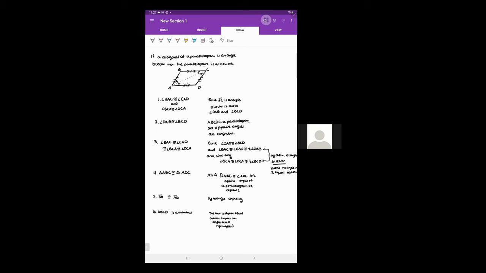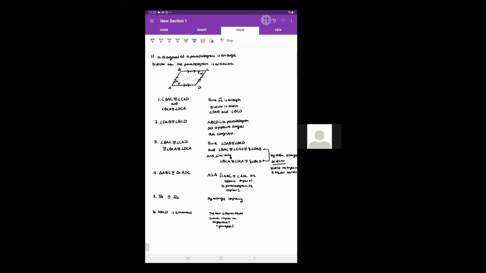I just drew a little parallelogram and I'm saying that AC is an angle bisector, which of course means that angle BAC and angle DAC are each 1/2 of angle BAD, and the same on the other side. By the hypothesis that AC is an angle bisector, angle BAC is congruent to angle CAD, and angle BCA is congruent to angle DCA. And just to be extra thorough, we know that angle DAB is congruent to angle BCD because ABCD is a parallelogram, so the opposite angles are congruent.